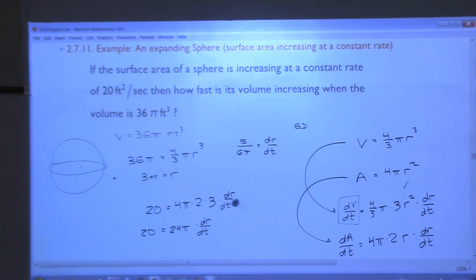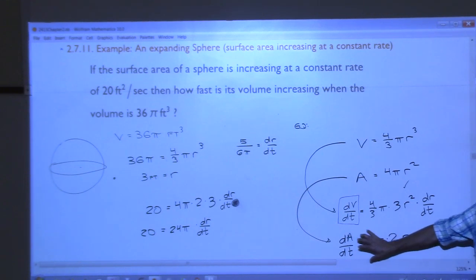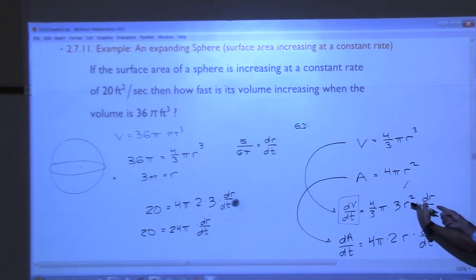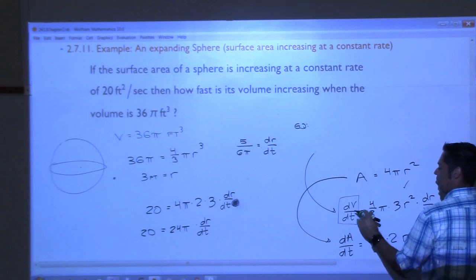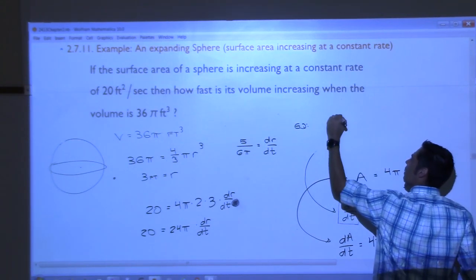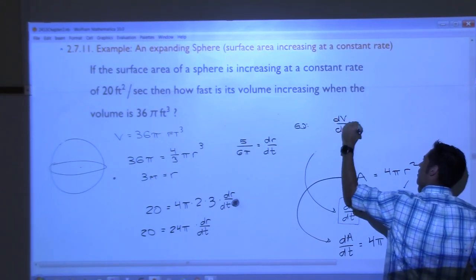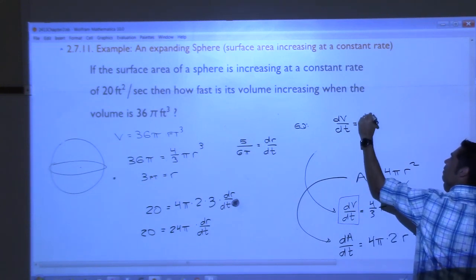Do y'all see what I'm doing? I'm solving for dr/dt using this equation to take that answer and pop it in right here so I can get this answer. So let me see if that works. Now I'm going to write this equation down, dV/dt. I better get 30 as an answer.